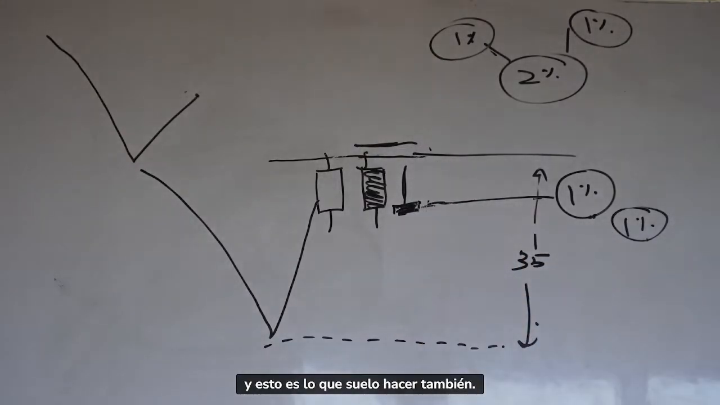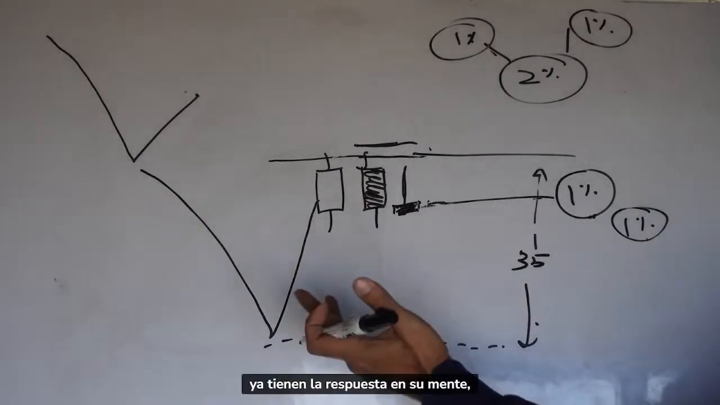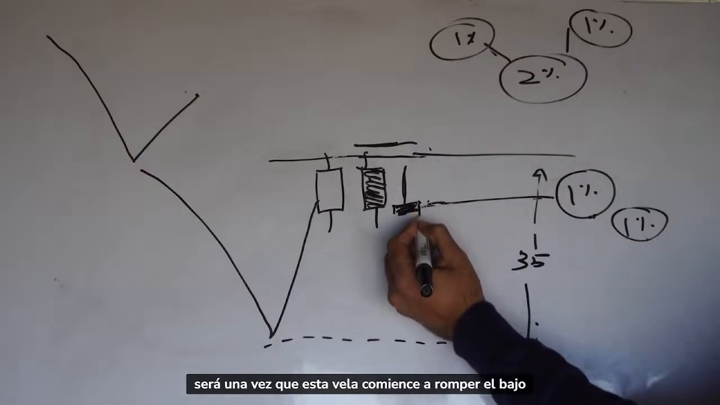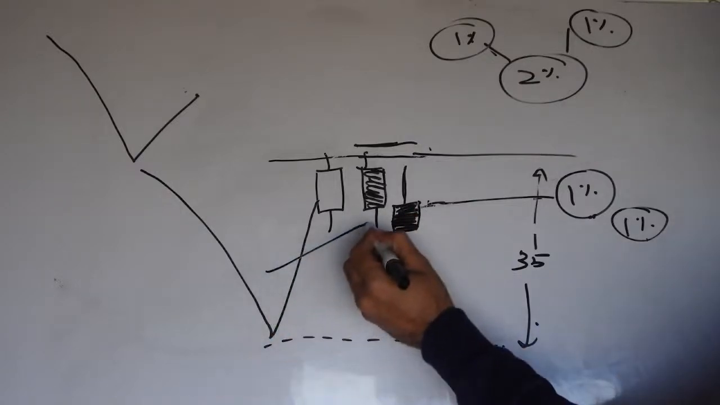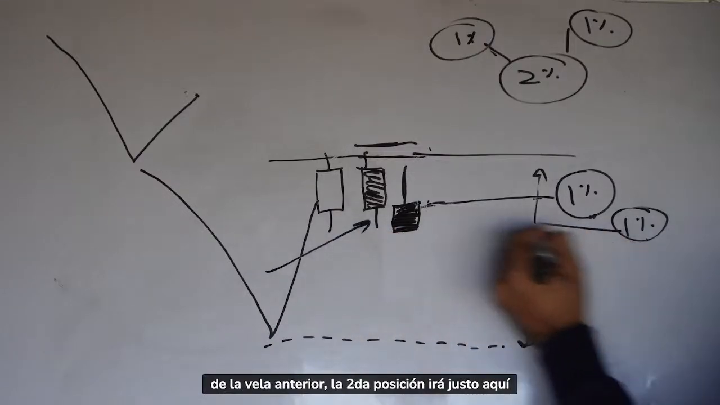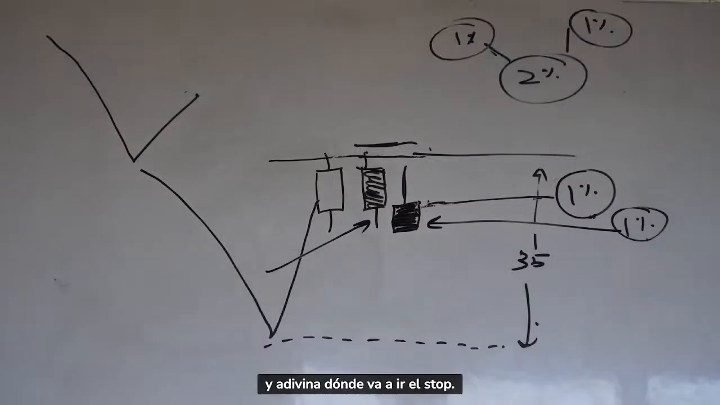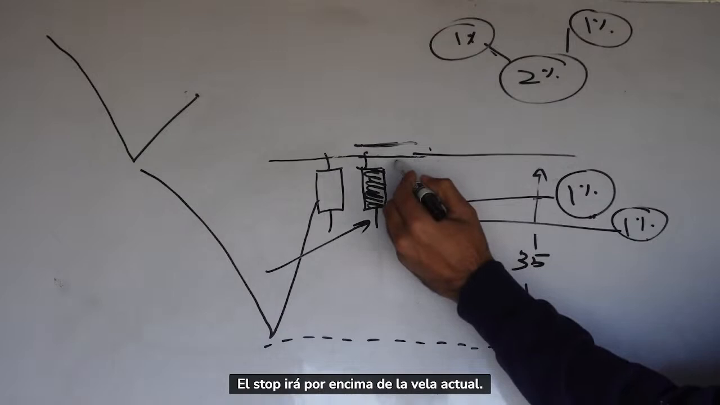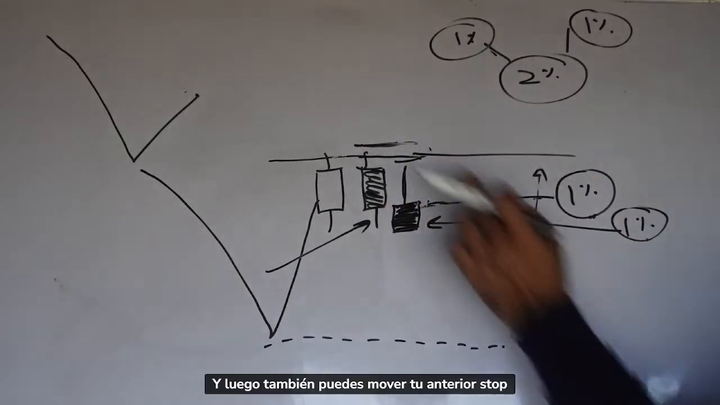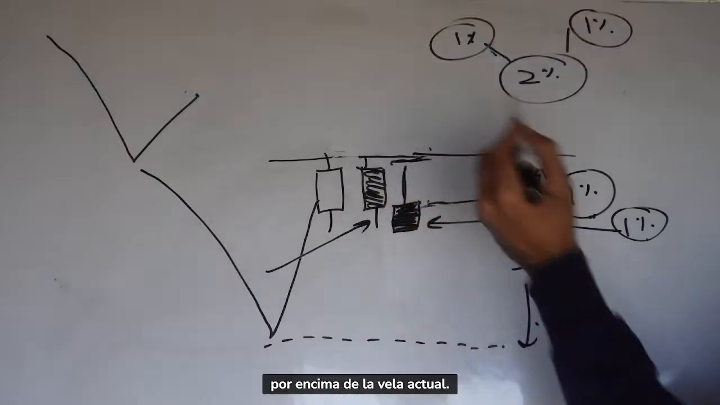And this is what I usually do as well. If I want some extra confirmation, and some of you already have that answer in your mind, it's going to be once this candle starts to break the low of this previous candle, second position will go right over here. And guess where the stop is going to go? The stop is not going to go above the previous candle. The stop is going to go above this current candle. And then you can trail your previous stop above this current candle as well.